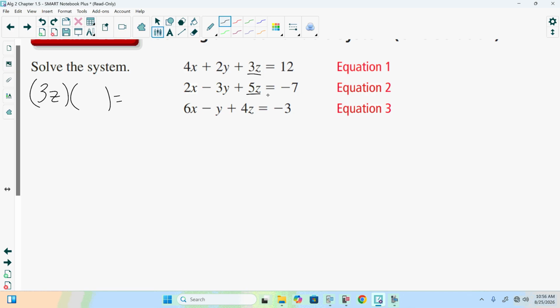Is there a nice number? No, we'd have to multiply by 5/3. At that point, we're multiplying the 3z by 5, the 5z by 3. We're having to do multiple multiplications. If we can avoid that, we're going to avoid that. So at this point, z is not the nicest choice to eliminate first. We might eliminate it later. We'll see at that point.